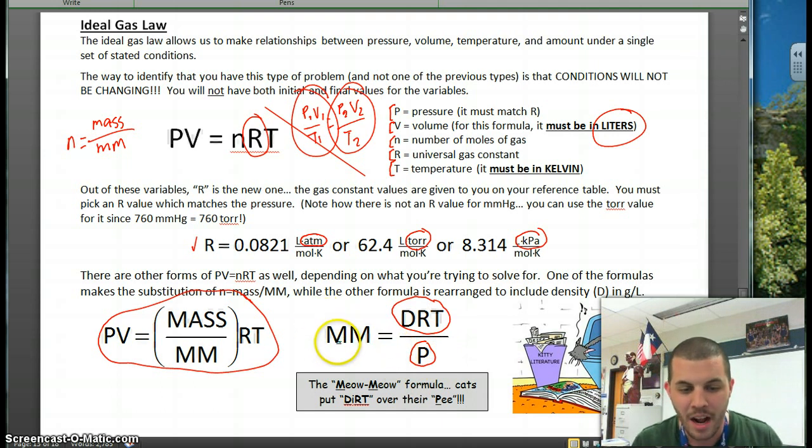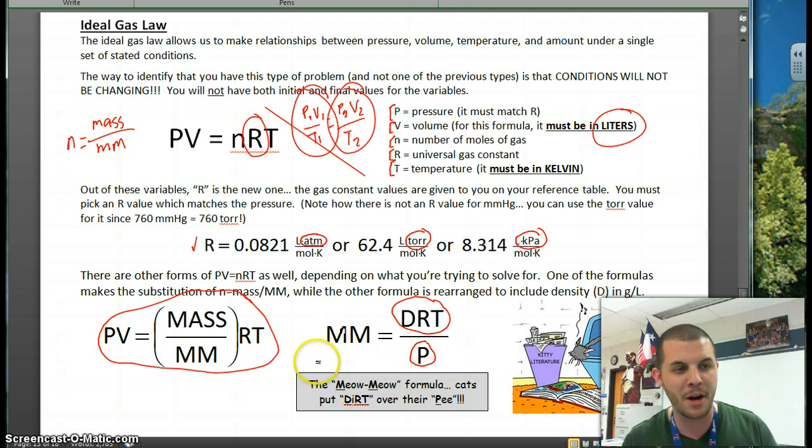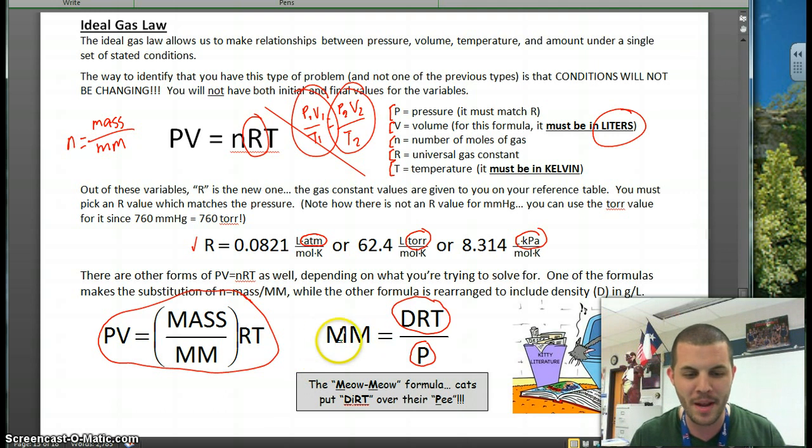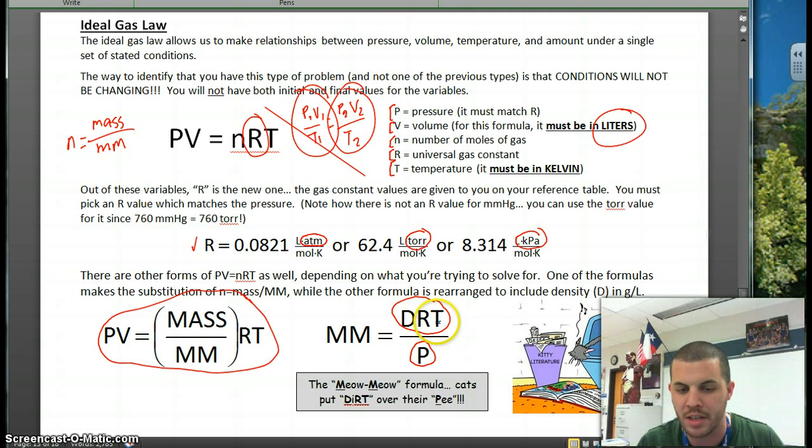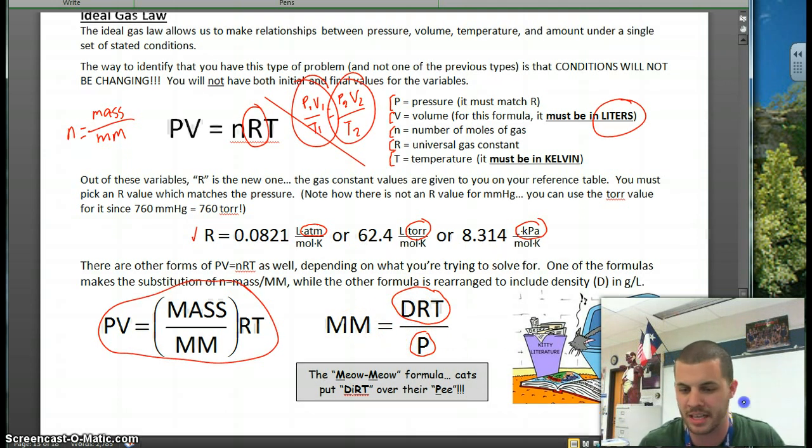So what do cats say? Meow, meow. Yep. So meow, meow equals dirt over pee is how you can remember the other situation for the ideal gas law. The molar mass equals the density times the R value times the temperature in Kelvin over the pressure. Meow, meow equals dirt over P. That's how you can remember the other part of the ideal gas law.